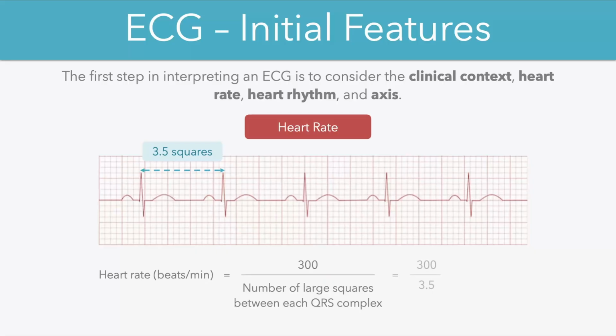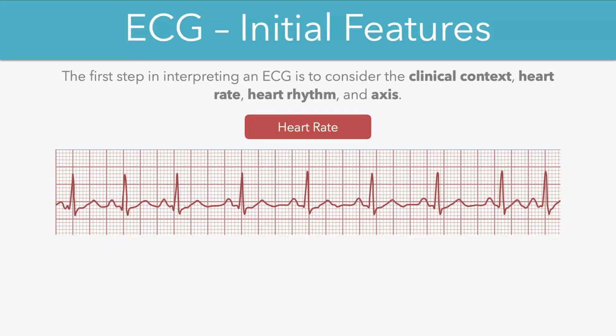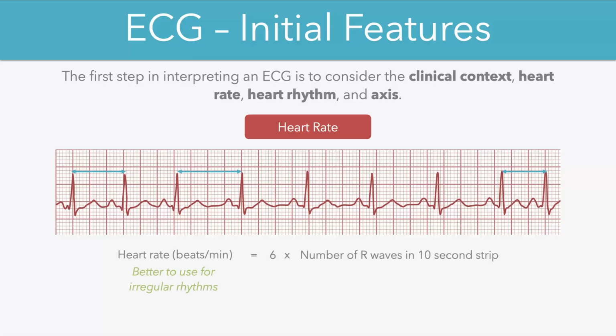So if we do 300 divided by 3.5, we end up with a value of around 86 beats per minute. Although this approach offers a quick way to calculate the heart rate, it doesn't always work, especially in cases of irregular rhythms as shown here. In these instances, the duration between QRS complexes is variable, so we can't use this 300 divided by method due to this variability.